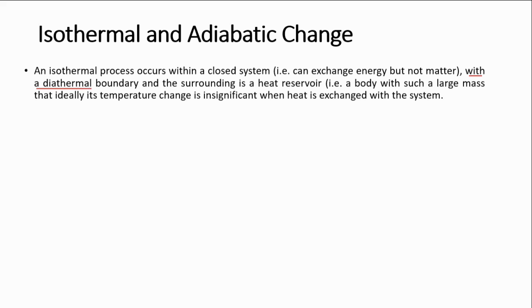So an isothermal process occurs within a closed system. Right? So let's say that again. An isothermal process is a constant temperature process. Iso means the same, thermal means heat. So isothermal means constant temperature. And an isothermal process occurs in a closed system.